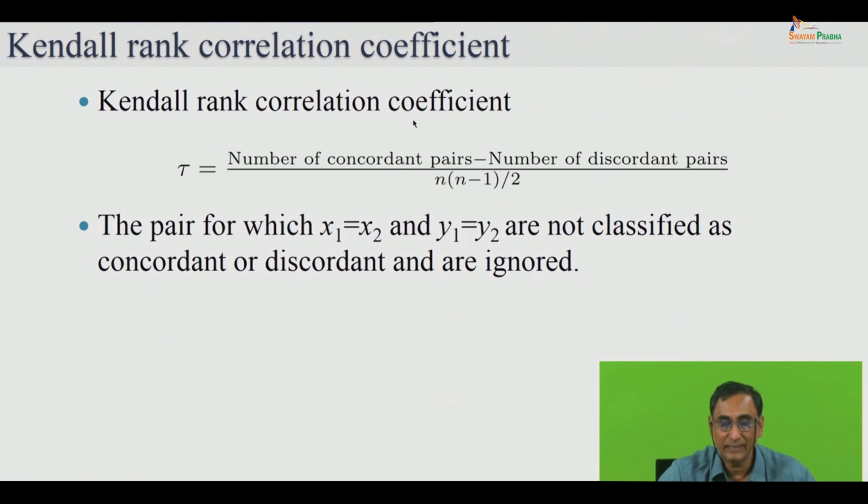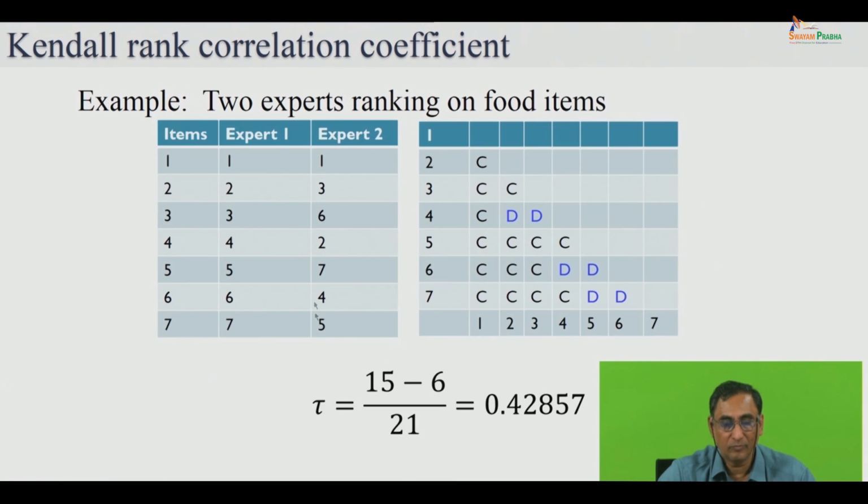So, once we have the number of concordant pairs and number of discordant pairs, we take the difference between them, divide by n into n minus 1 by 2, and that is called Kendall's tau. We can take an example here, there are about 7 observations, let us say 7 different wines or tea or coffee, and there are 2 experts who rank the taste of the tea or coffee or wine on a scale between 1 to 10.